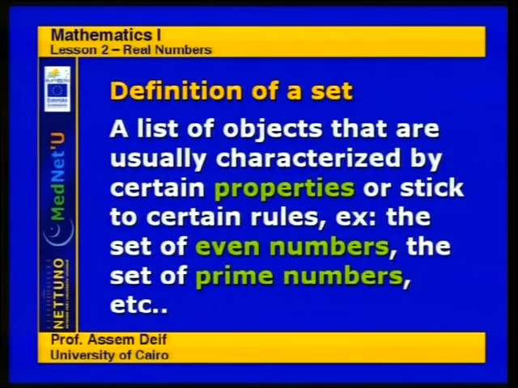First, we come to the definition of a set. Why do we define a set? Because actually the set R is a set. So what's the meaning of a set? A set is a collection of objects that are characterized mainly by certain properties. It's a list of objects, and for example, they stick to a certain rule, like for example, the set of even numbers or the set of prime numbers.